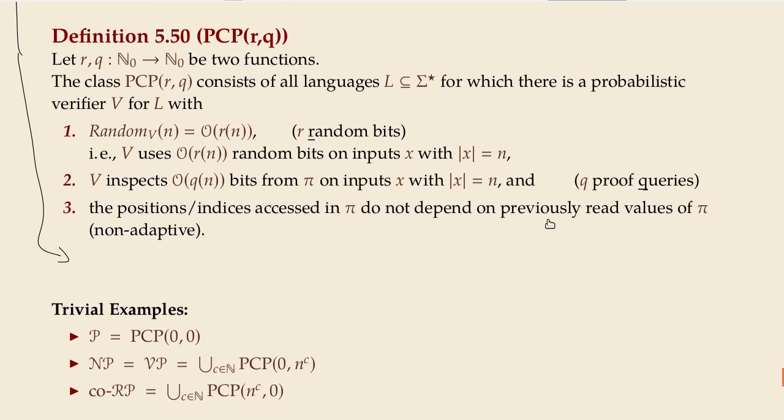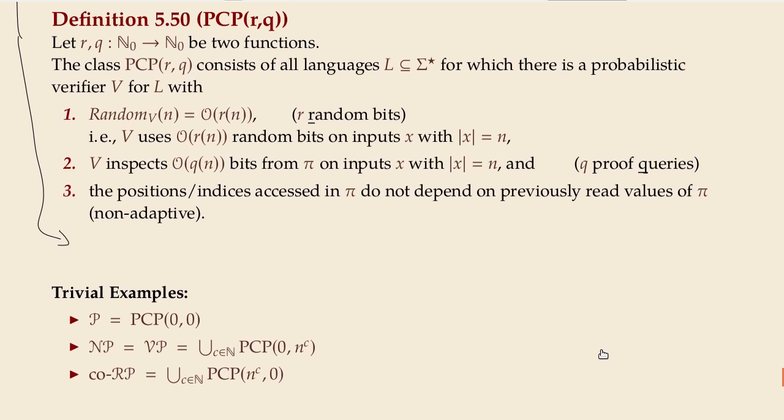One last thing is, it's a technical convenience to assume non-adaptive verifiers, where these Q positions that the verifier reads depend only on the input and on the random bits, but not on what you read from the proof string. So you can imagine that this might be restrictive or not, but apparently it's possible to show all the theorems that we use about the PCP theory in this non-adaptive setting. Is the difference clear?